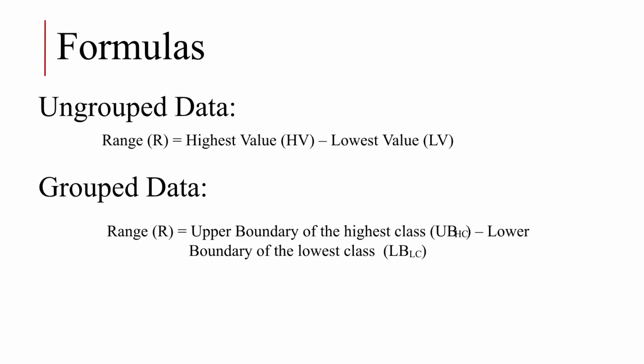These are the formulas for the ungrouped data and grouped data. For ungrouped data, range is equal to highest value minus lowest value, while for grouped data, range is equal to the upper boundary of the highest class minus the lower boundary of the lowest class.